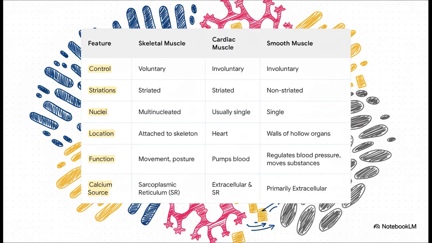Okay, so this chart really lays it all out, doesn't it? Look at that control row. Skeletal is the only one we consciously command. But for me, the real engineering genius is hidden down in that calcium source row. See, skeletal muscle uses its own internal calcium stores. Think of it like an onboard battery pack for quick, on-demand bursts of power. But cardiac and smooth muscle, they pull calcium from outside the cell. And this is so critical. Why? Because it allows for these longer, more sustained contractions, and it prevents the kind of fatigue that would be absolutely disastrous in an organ like your heart.